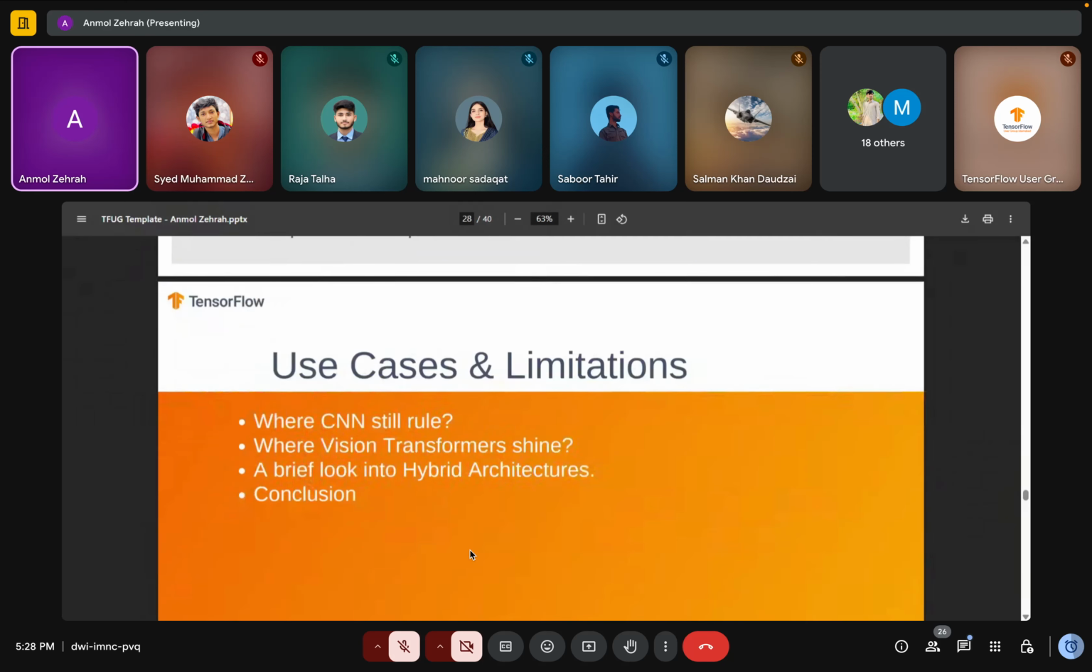Now let's have a look at the overall use cases and limitations of these models: where CNNs are still ruling, where vision transformers are shining, and whether we have some hybrid architectures. Let's just have a quick look at that.